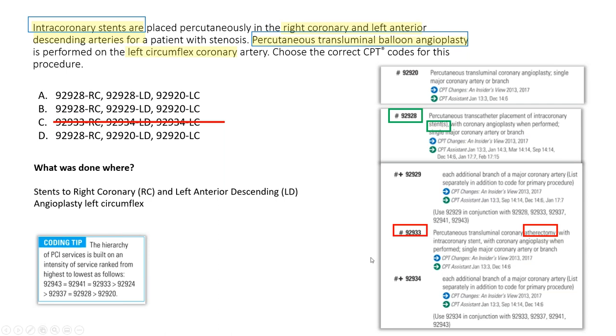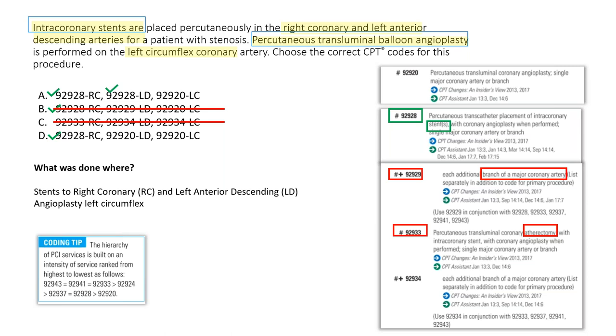Okay, 92928, that is our stent code. We like that, and we're looking for RC and LD modifiers because they did it twice, right? Do you agree? A has to have it done twice. B has 92928 and 92929. But look at 92929. That is for a branch of a major coronary artery. Are the right coronary and left anterior descending coronary arteries branches? They're arteries. So we don't want to use 92929. That means B is eliminated as a correct answer.